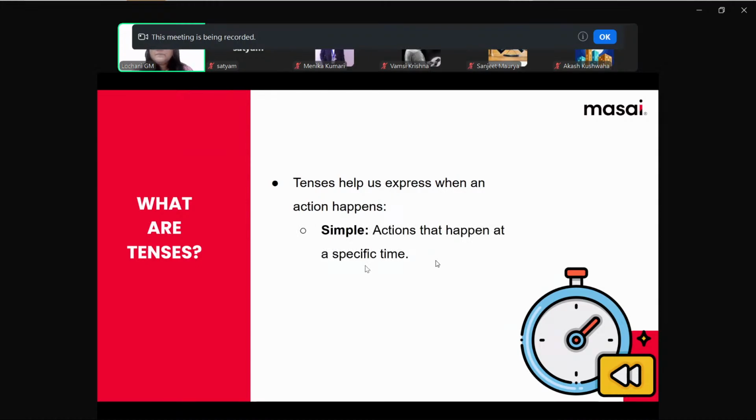Simple tenses tell us about actions which are happening at a specific time. Continuous tenses talk about actions which are ongoing. And like this, we have simple and continuous tenses in past, present, as well as future.